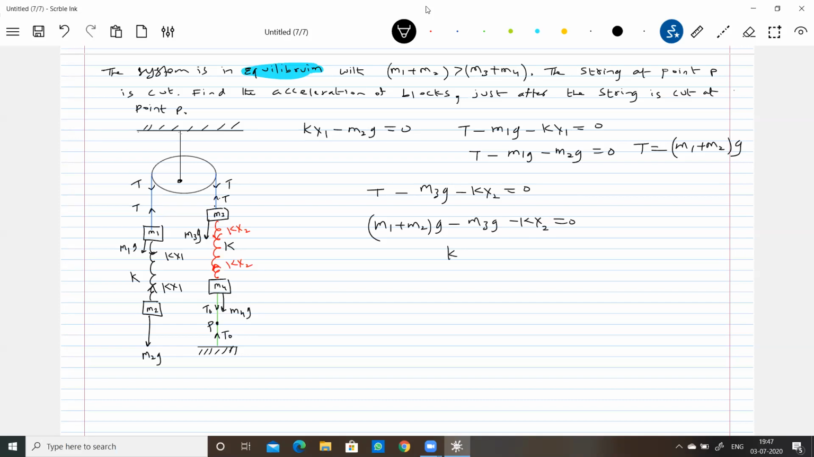So we have the spring force value. Kx2 is equal to how much? (M1 plus M2 minus M3)G. So it may help.